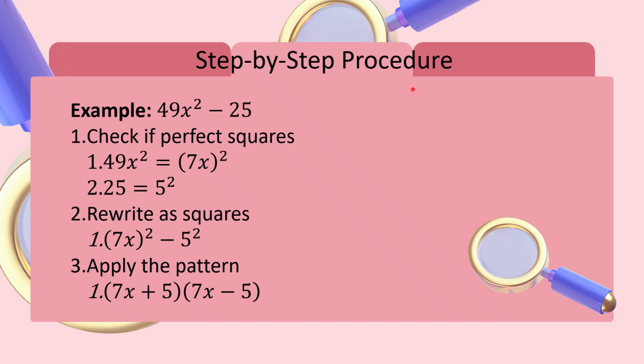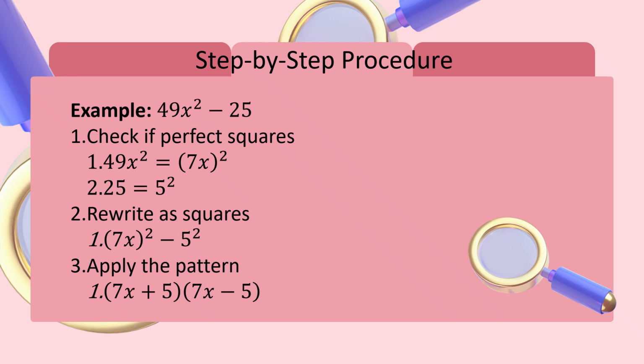Now, here is a step-by-step procedure in factoring DTS. For example, 49x squared minus 25. First, check if they are perfect squares. 49x squared is 7x squared, okay? And 25 is 5 squared. We write it as squares, so that means 7x squared minus 5 squared. Apply the pattern, that is 7x plus 5 times quantity 7x minus 5. I hope you get it.